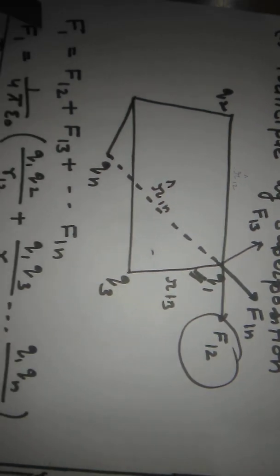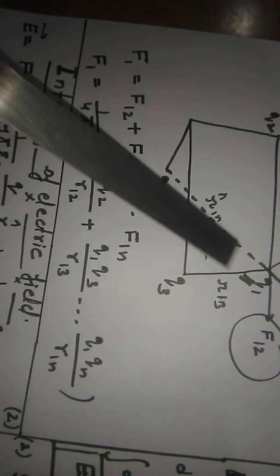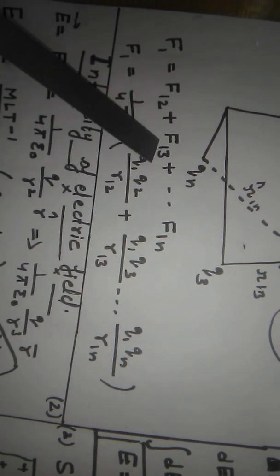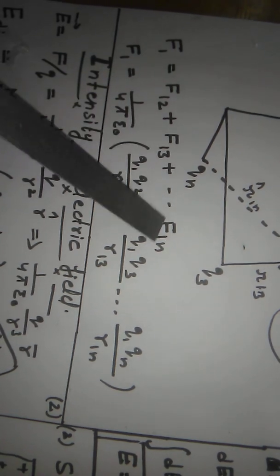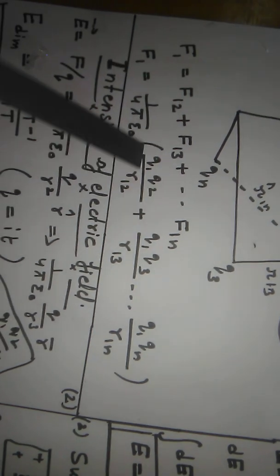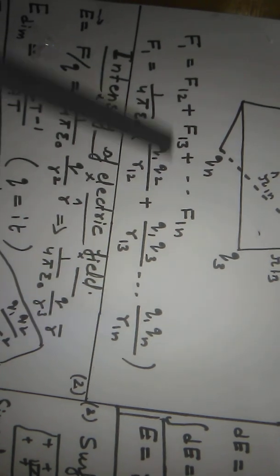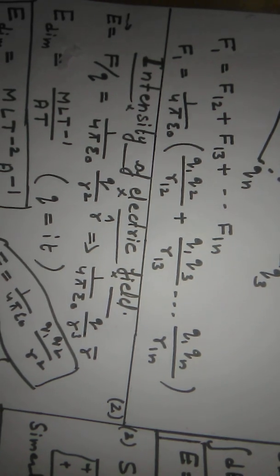So we can say the force F acting on charge q1 is given by the vector sum of F12, F13 and so on. F12 means the force exerted by charge q2 on q1. Applying Coulomb's law and taking 1 upon 4 pi epsilon 0 common, we get this as a result. So this is the principle of superposition.